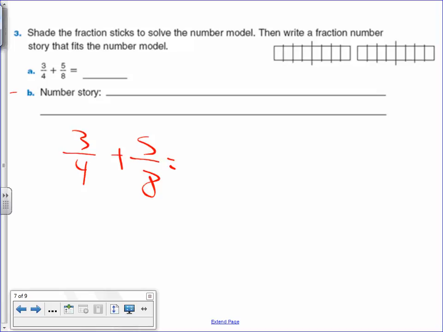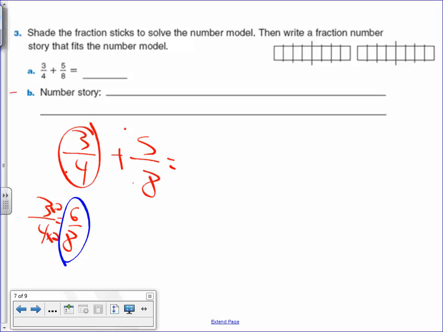I have to add these two, but before I can add fractions, I have to find a common denominator. What number can 4 and 8 both go into? They can both go into 8. So I have to change this fraction so it can look like this fraction before I can start adding them. 3/4 into eighths: 4 times 2, 3 times 2 equals 6. Now I can go ahead and add these fractions up because they look the same. I'm going to take 6/8, because that's what's replacing this number, plus 5/8.